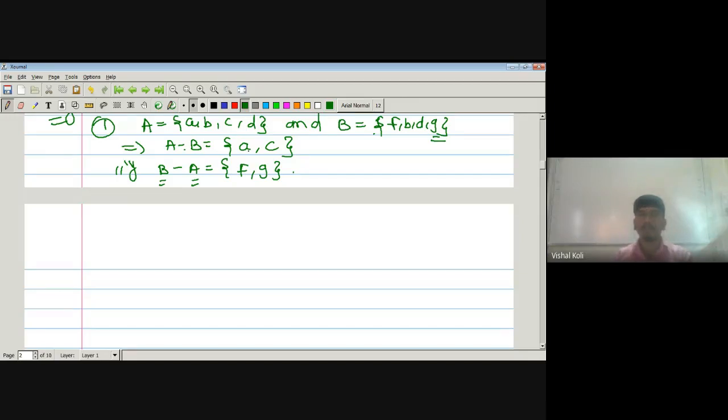But here the members of A minus B are A and C, and the members of B minus A are F and G. A is not equal to F and A is not equal to G. Similarly, C is not equal to F and C is not equal to G. Therefore, these elements are different, which implies A minus B is not equal to B minus A. In some cases it is possible that A minus B equals B minus A, but it is not always true.